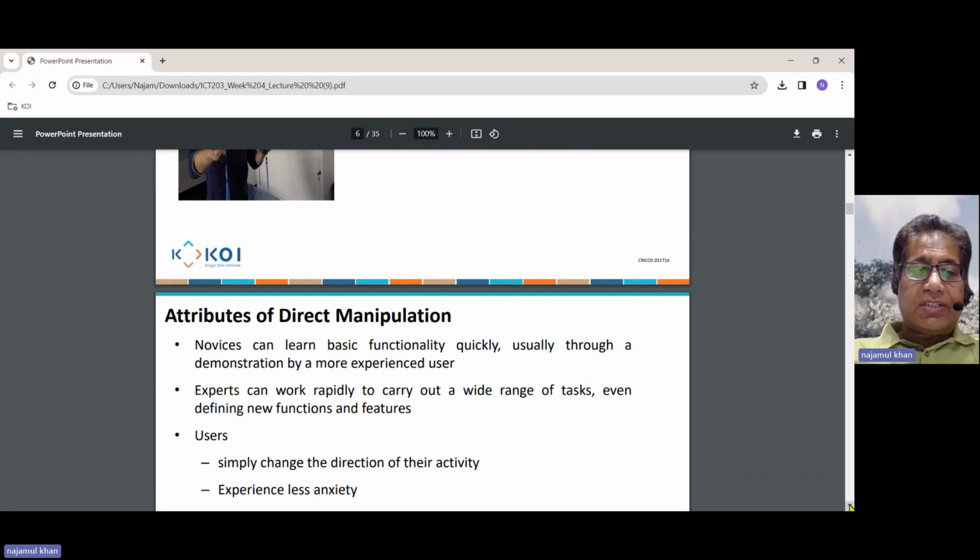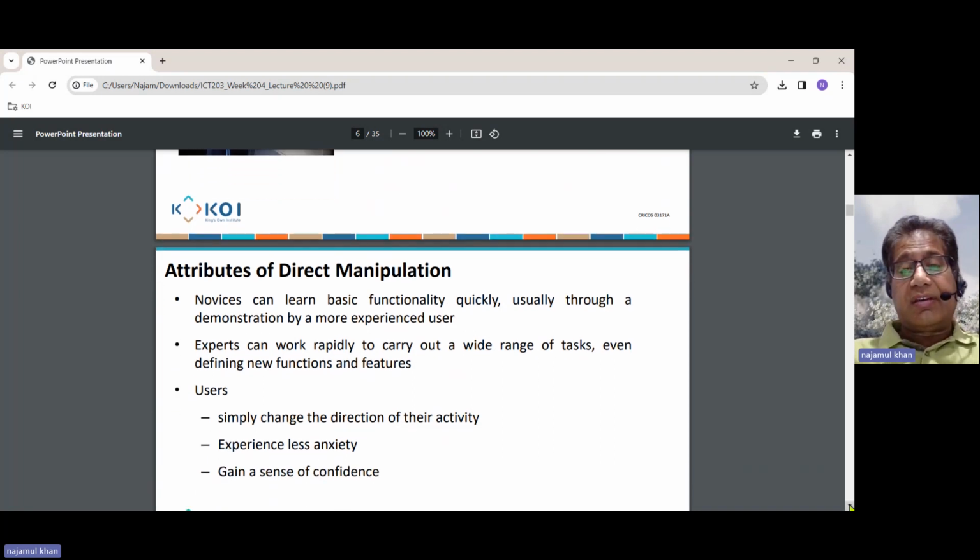We have novices can learn. Novices means basically inexperienced users. They can learn basic functionality quickly, usually through a demonstration by more experienced users. This is exactly what happens when more experienced users teach less experienced users how something has to be done. It's a common and old method of learning anyway. So experts can work rapidly to carry out a wide range of tasks, even defining new functions and features. At the same time, this can happen as well.